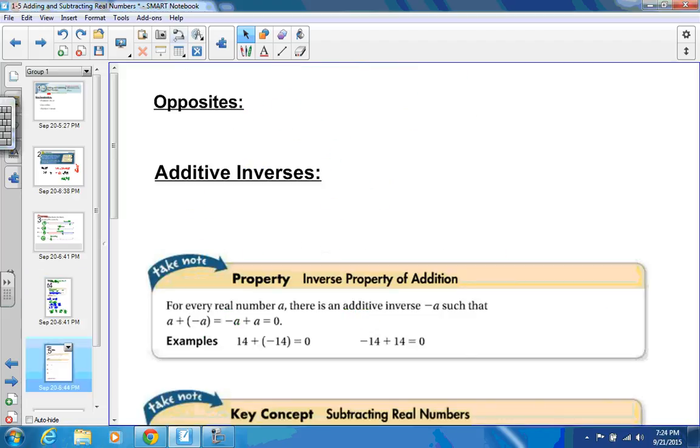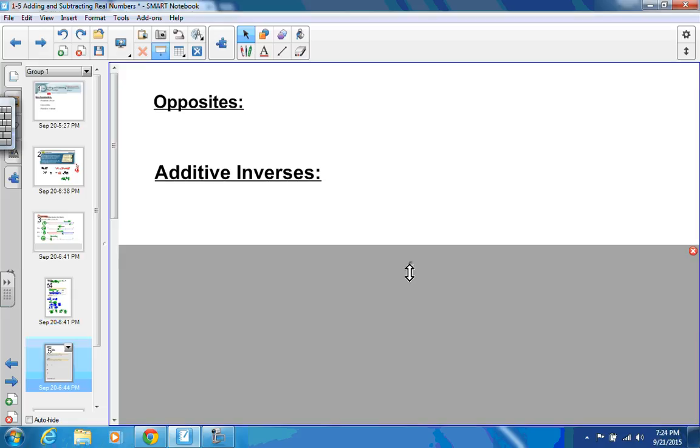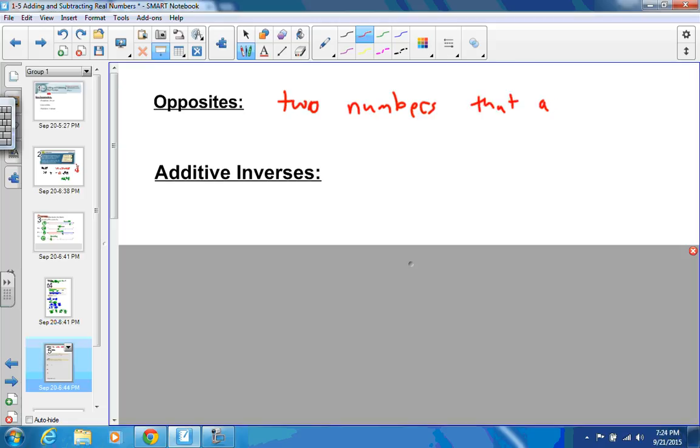All right, so that's adding using absolute value. Now we've got the other two key terms here. First one is opposites. Opposites are two numbers that are the same distance from 0.